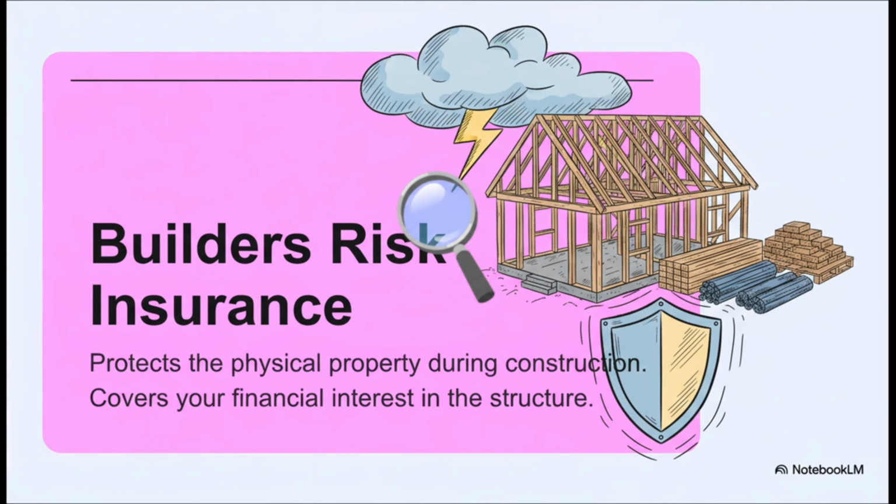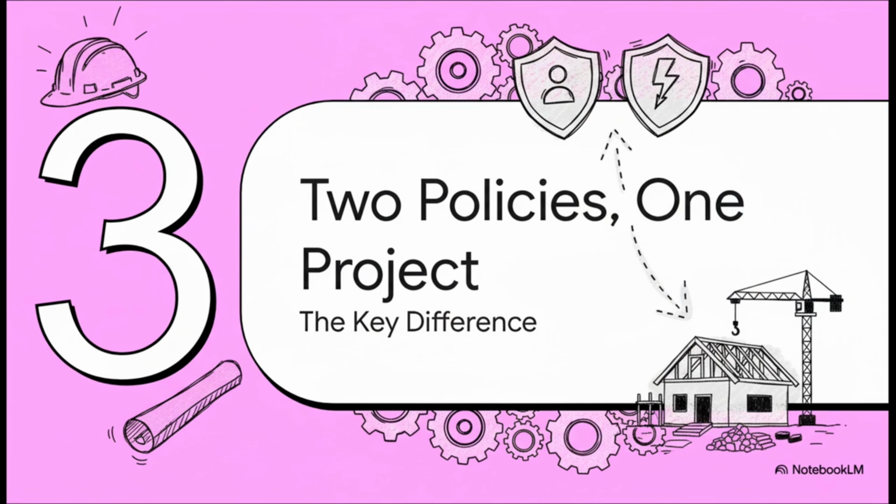And that is where builder's risk insurance comes in. Its job is incredibly simple and incredibly important. It protects the physical thing that you are building. It covers your financial stake in the actual structure and the materials on site if they get damaged or stolen. So now we've met our two key players, right? Each one has a totally different job to do on the project. So let's put them side by side.